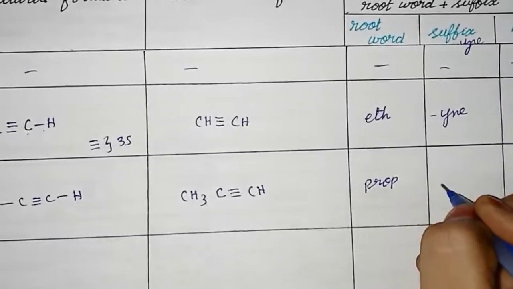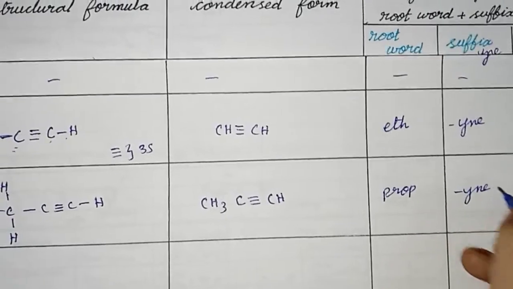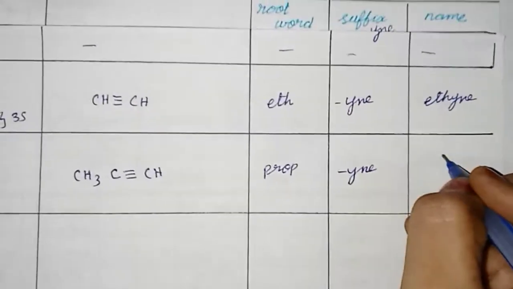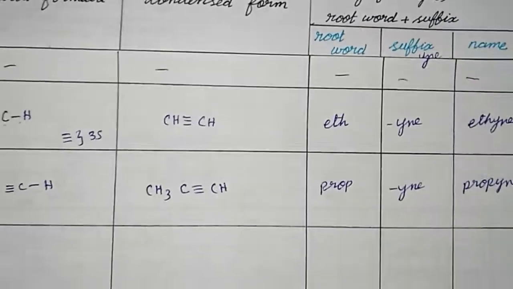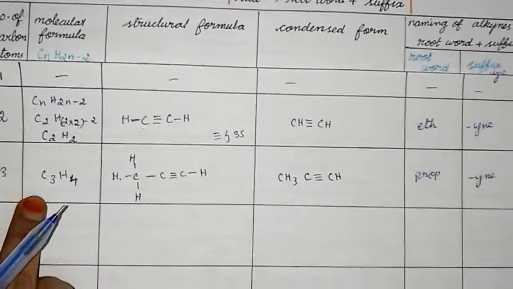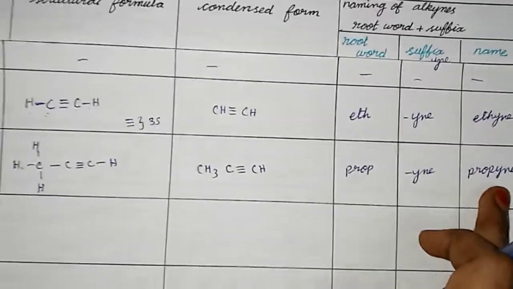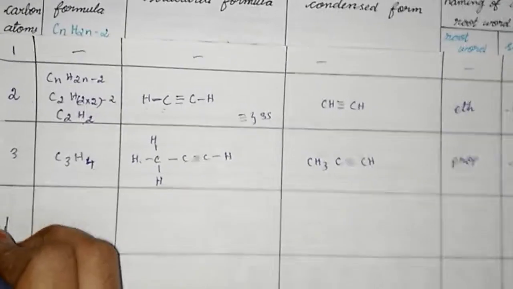What is the suffix word for alkyne? YNE. So now what is the name? Propyne. Okay, so C3H4, the name is what? Propyne. And next, carbon 4.